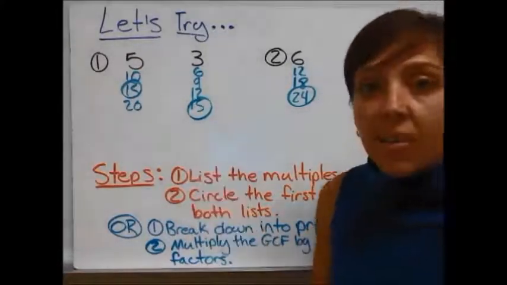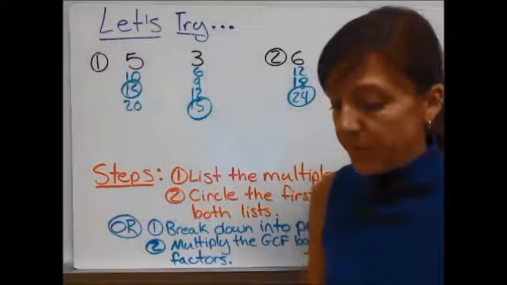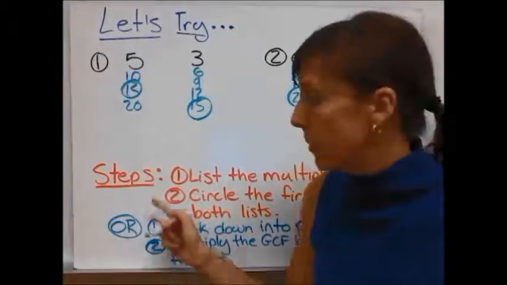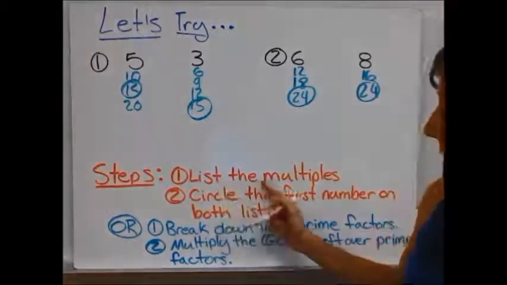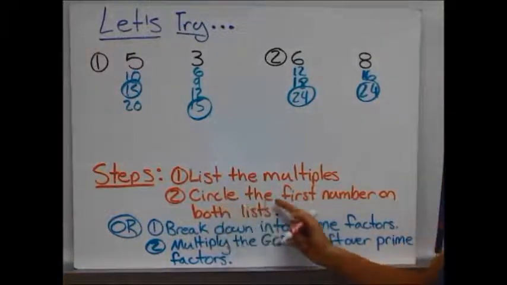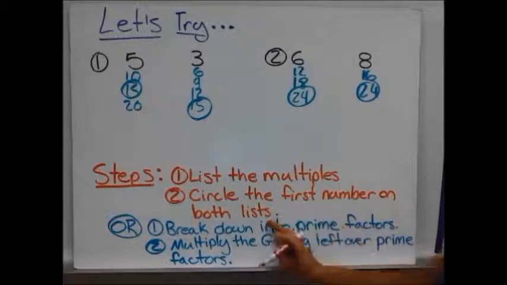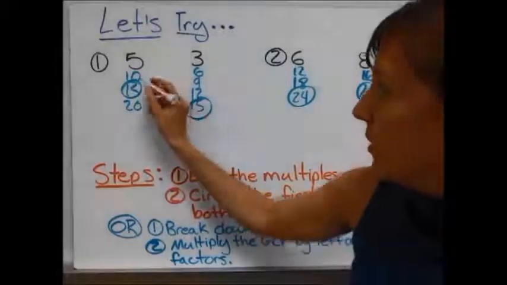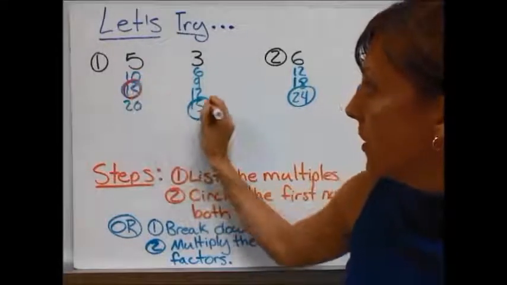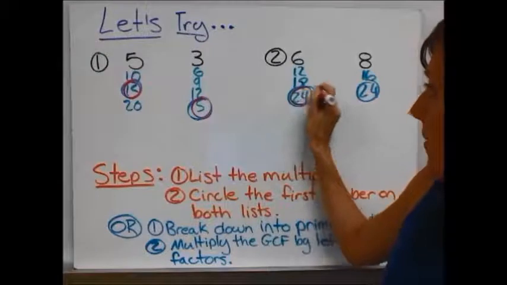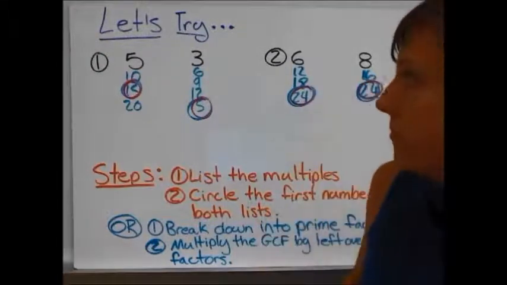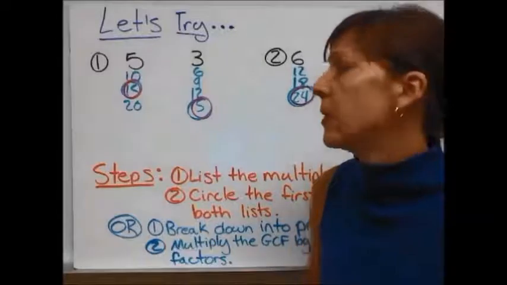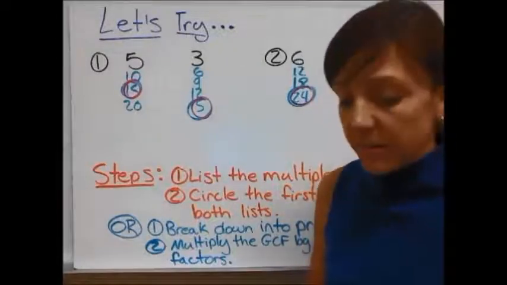Now, there is another way to find the least common multiple. The steps that we just took in finding the least common multiple are these. List the multiples, circle the first number on both lists. So we listed the multiples and we circled the first number that was on both of the lists. Okay, let's look at the second way that we could find the least common multiple.